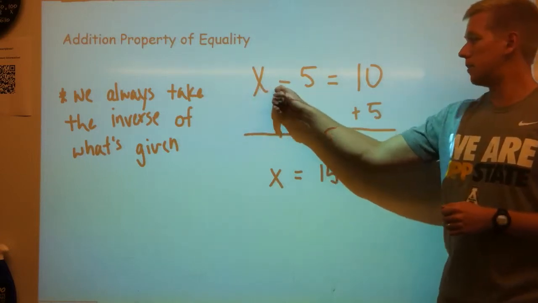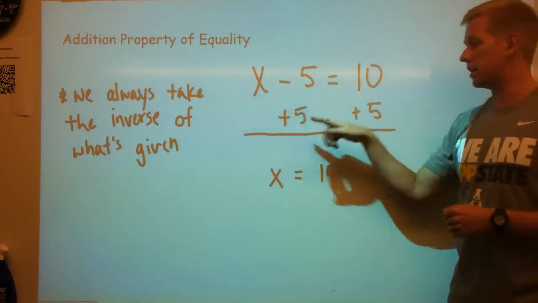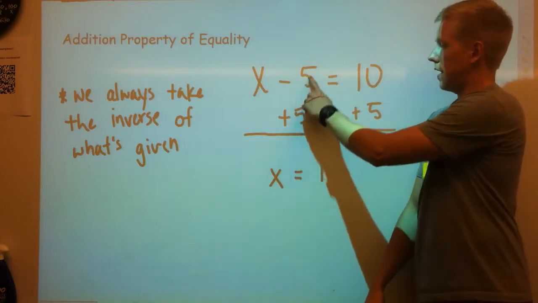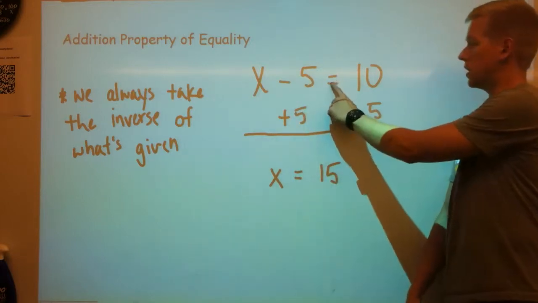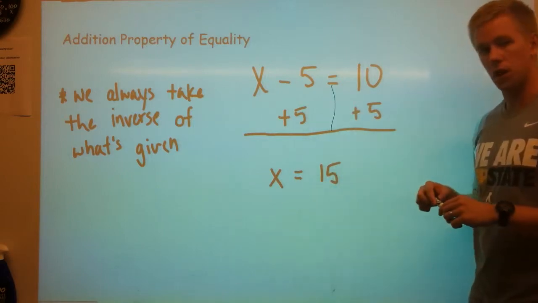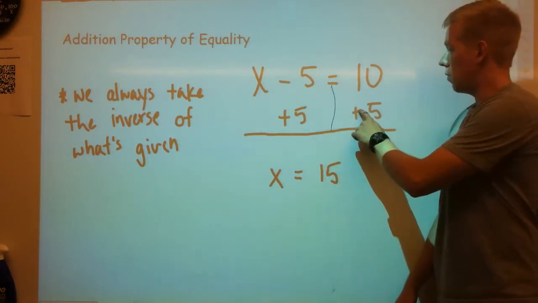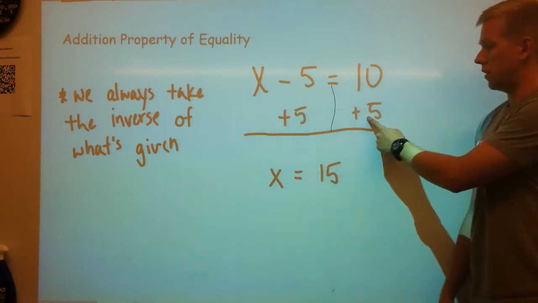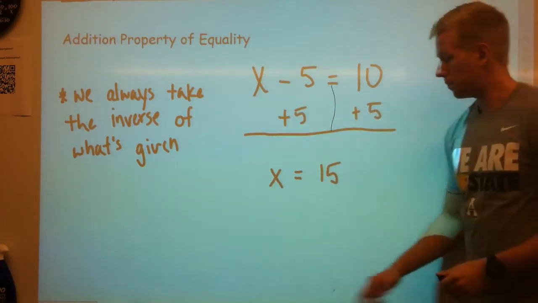So we have an x minus 5. The opposite of minus is plus. So we're going to do plus 5 on this side. And then we come to the other side of that equal sign. If you want to draw that line, if you're still comfortable doing that, that's fine. And what we do on one side of the equal sign, we have to do on the other. So we're going to add 5 over here as well.